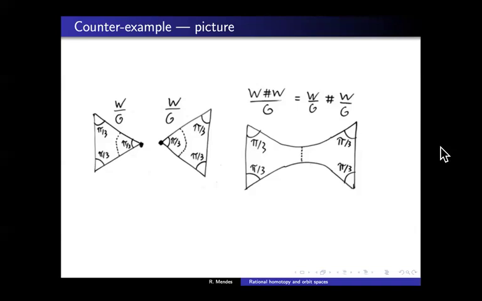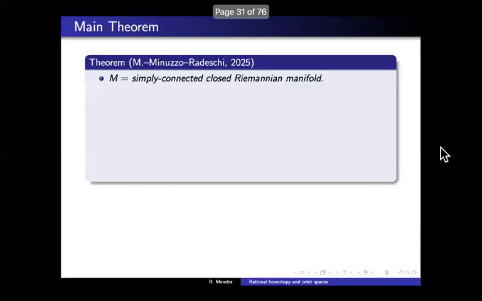So that will be one of the constructions of the counterexample, right? Okay, so now let me tell you our main theorem, which will imply as a corollary some kind of version of the conjecture with an additional hypothesis, right? So here is the theorem.